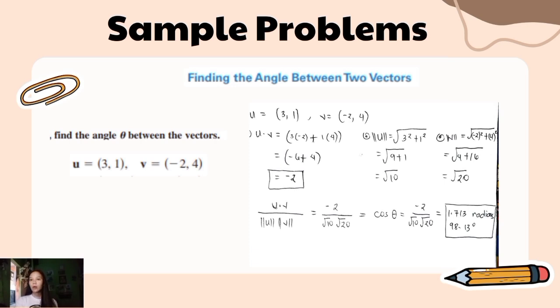So, now we have all the values that we can use in the formula for getting the angle between two vectors. Our formula is u times v all over the length of u times the length of v. Substituting the values, u times v is negative 2, all over the length of u, which is the square root of 10, times the length of v, which is the square root of 20. So cos theta is equal to negative 2 over the square root of 10 times the square root of 20. In radians, we got 1.713, and in degrees, we have 98.13 degrees.